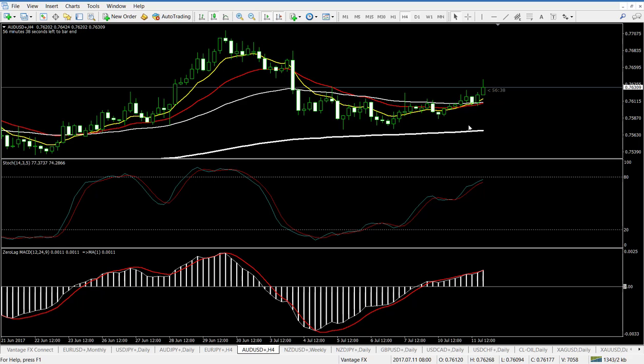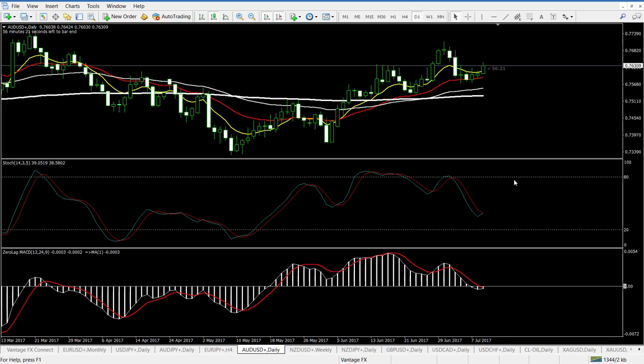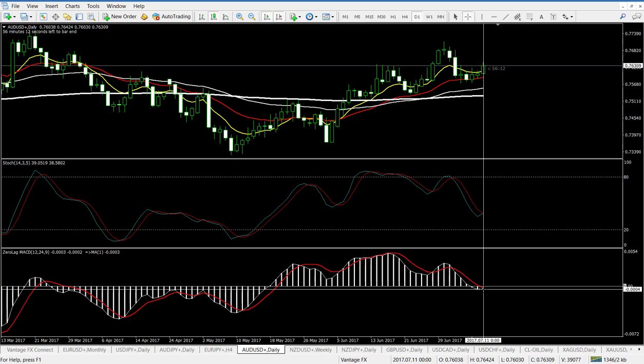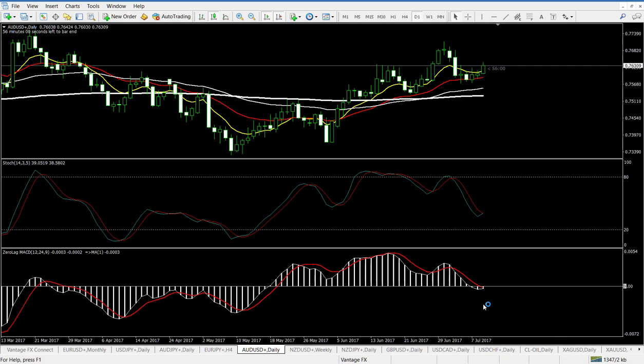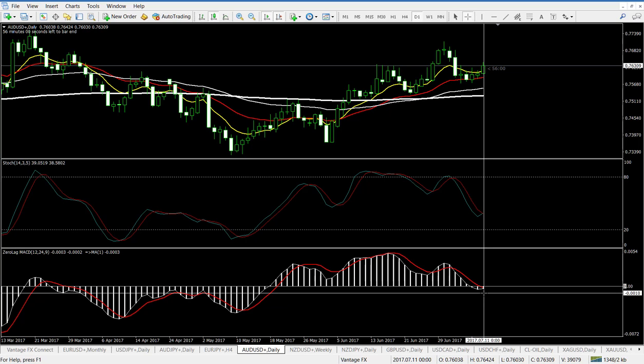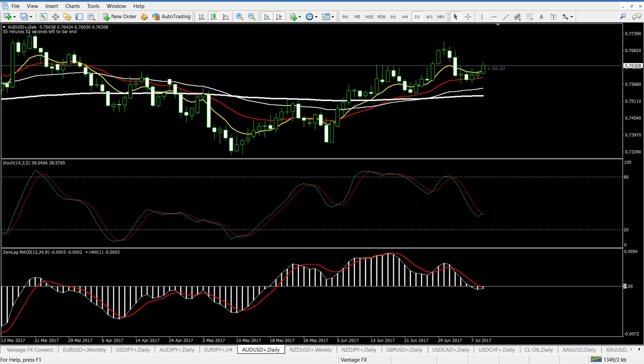At the moment, in the daily chart, as you can see, we have a cross in the moving averages and in the stochastic. We're going to have a kind of upward cross in MACD as well. This is a zero lag MACD, actually. The movement of the zero lag MACD is a little bit different from the normal MACD indicator. So if it breaks higher than the zero line, we expect that the market is going to move higher.